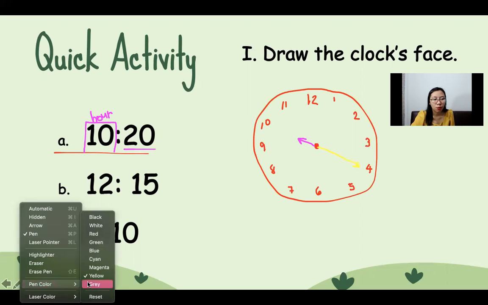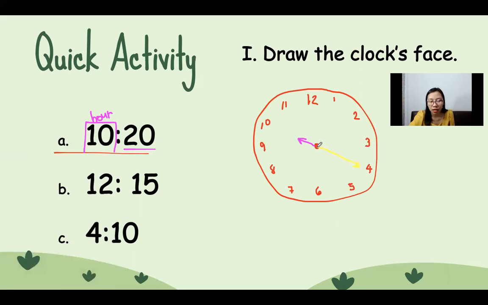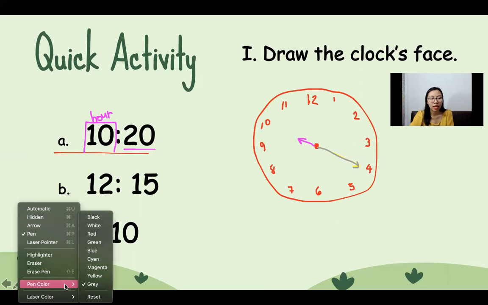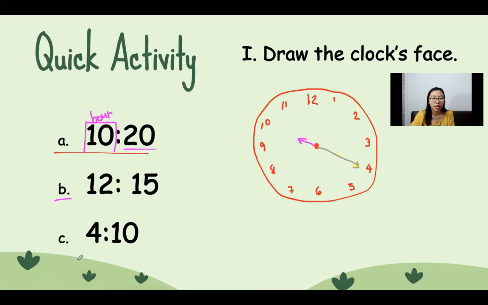Do you see the 20? This is the 20. 10:20. Okay, please draw the rest. Please draw letter B and letter C. Draw on your notebook. Just very easy. Let's just see if you understand.